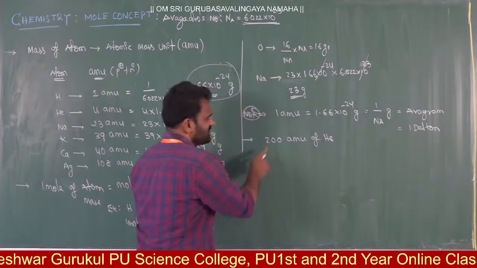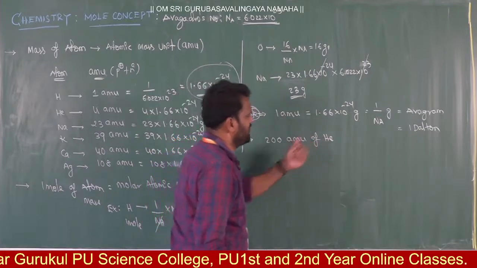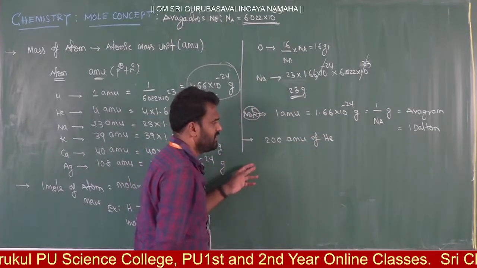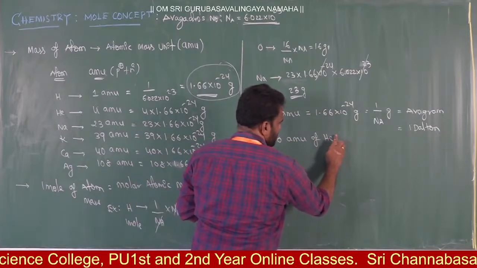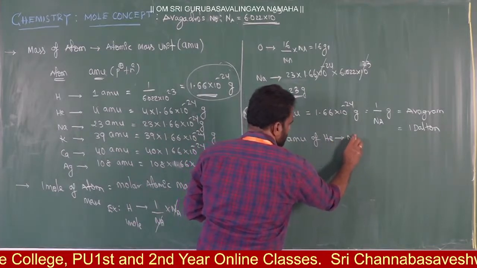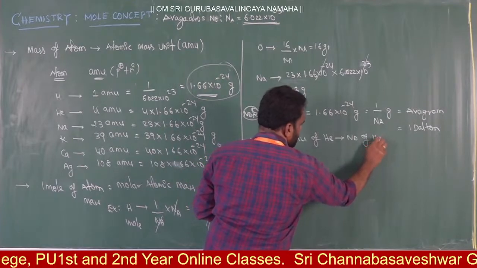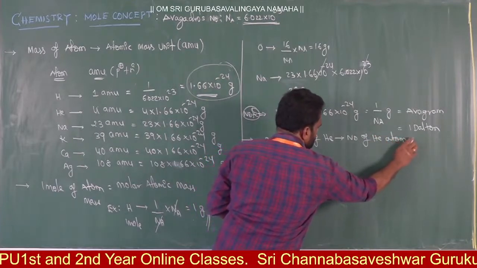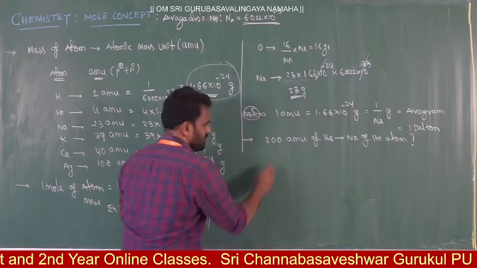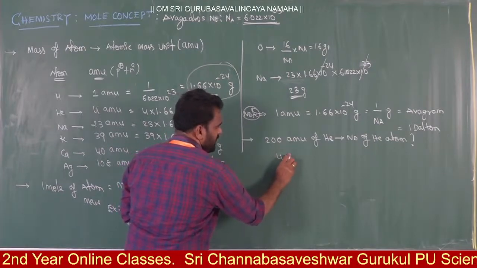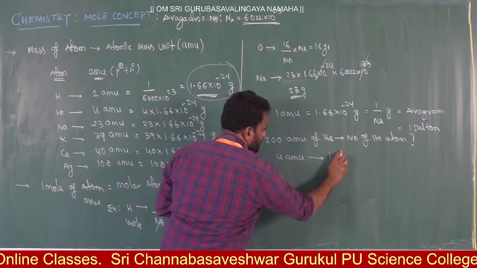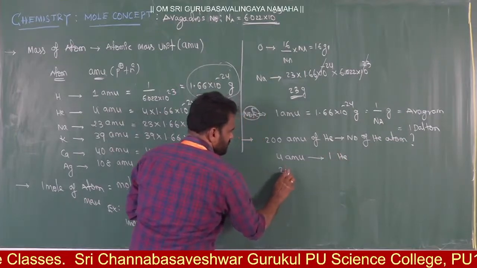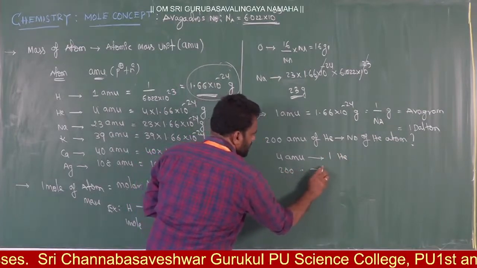Right now, 200 AMU of helium contains how many atoms? Find the number of helium atoms, number of He atoms. This is the question. If 4 AMU indicates there is one helium atom, then 200 AMU will contain how many?